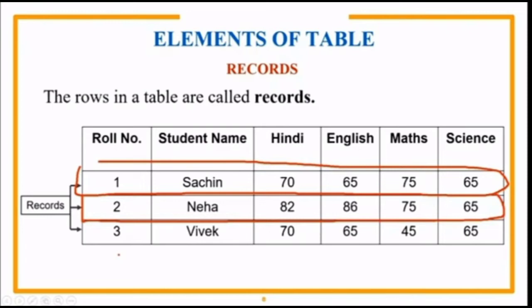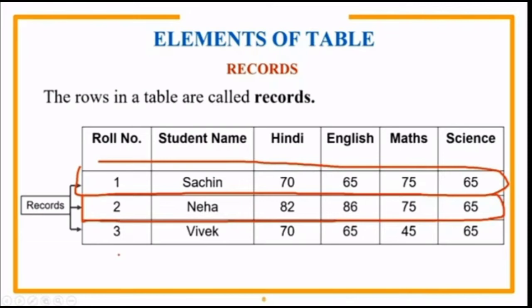Here, how many records are there? 1, 2, 3 records are there in this table. Okay, so these are the first one we have learned, fields. Second one, records. Next we are moving to learn about data in a table.